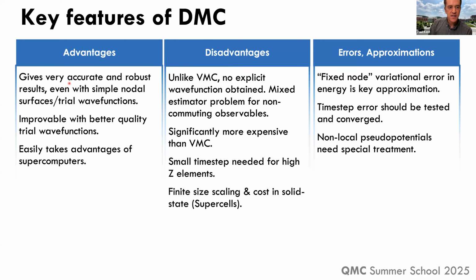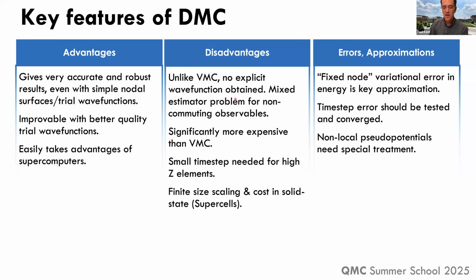So first of all, DMC gives very accurate and robust results, even with surprisingly simple trial wave functions. So that's really why it's the workhorse method for systems of not just hundreds, but even thousands of electrons. It's systematically improvable through better quality trial wave functions. And importantly, it also has a good mapping to the current computers we all have access to. So that's on the plus side.